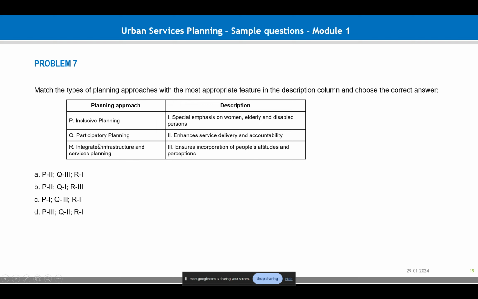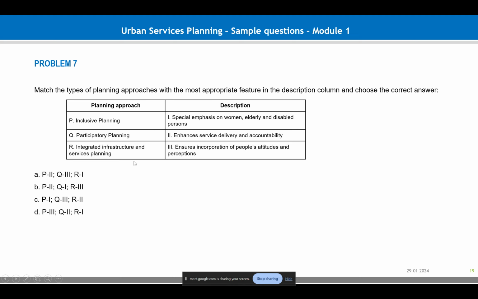Very good. Then we have participatory planning. So what does that best describe? Ensure incorporation of people's attitude and perceptions. Very good. So in participatory planning, you have people participating in the whole planning, so their attitudes and their perceptions are also included. So it should ensure incorporation. Very good. That is three.